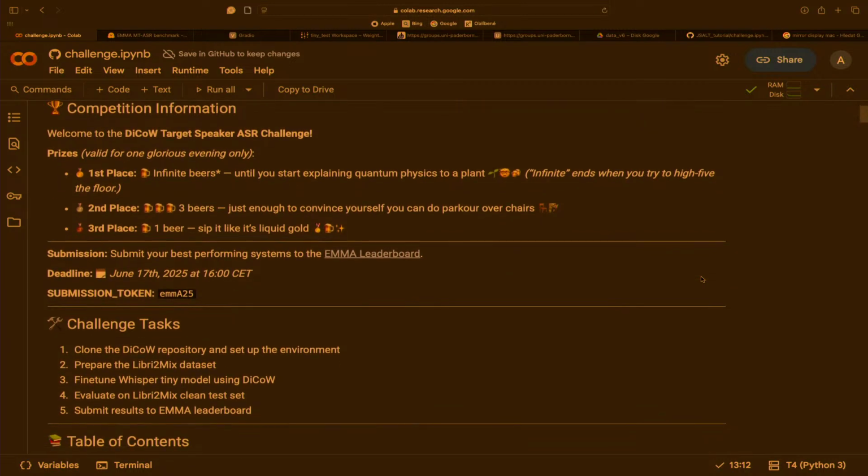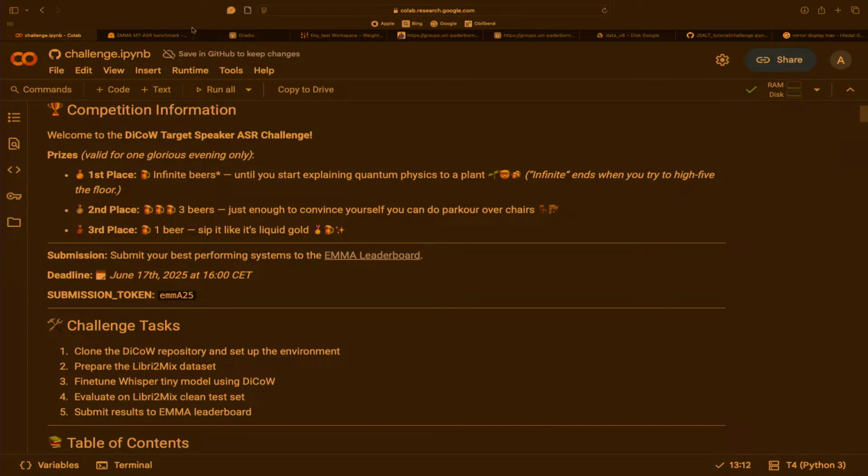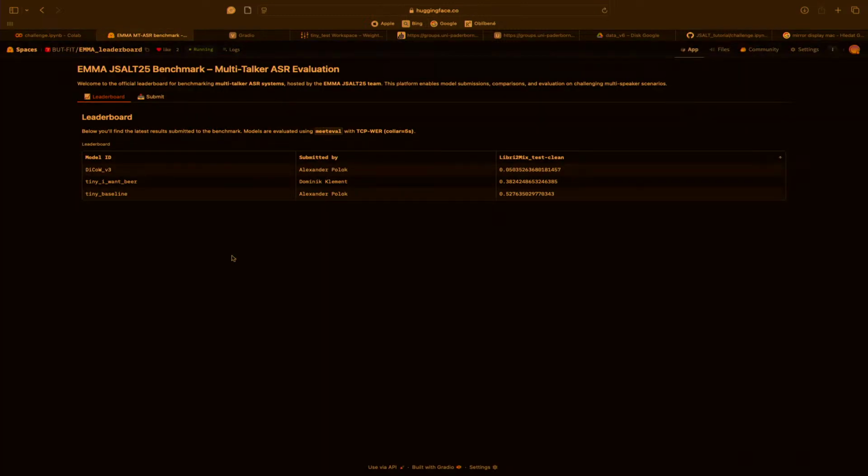Once you get your hypothesis, there is this EMMA leaderboard, which we will be using for the whole JSALT. The deadline is 4 p.m., so you have like 3 hours for that. Once you submit, there is this token that you must use, otherwise you are not allowed to submit. So let's go to the leaderboard now. If you click on the link, you should see something like that.